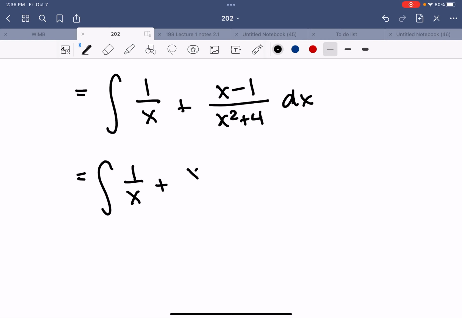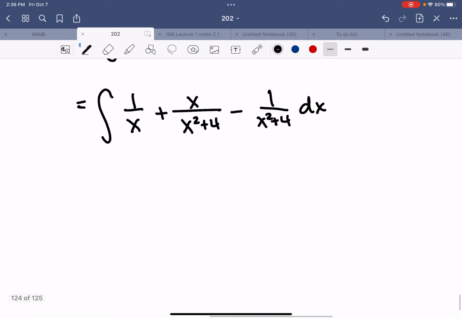So I'm going to make it x over x squared plus 4. And I can split numerators. Remember, I can't split denominators, but I can split numerators. And now I have three pieces, each of which I know how to handle. So the first one, the antiderivative of 1 over x is ln of x. Good to go. This last one over here is an arcsine, right?